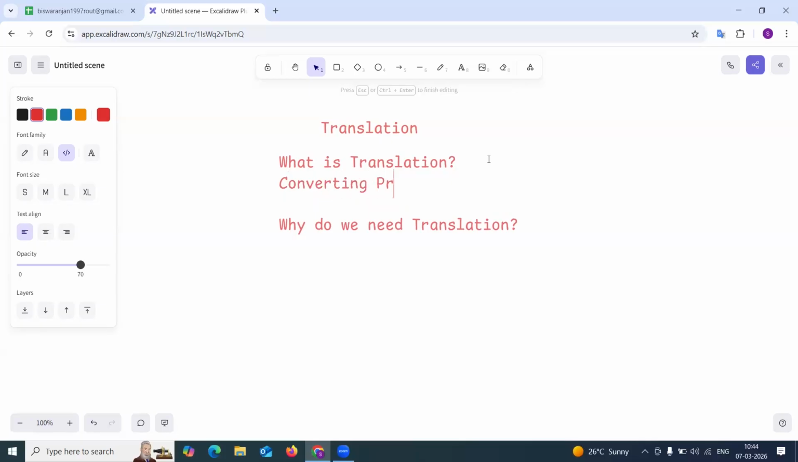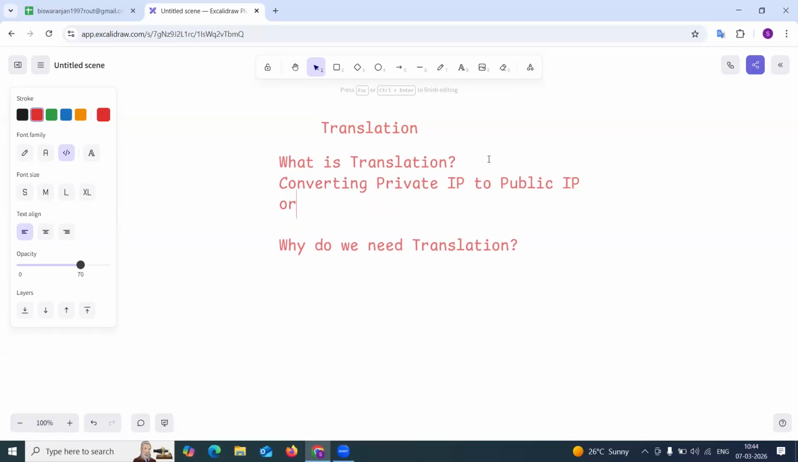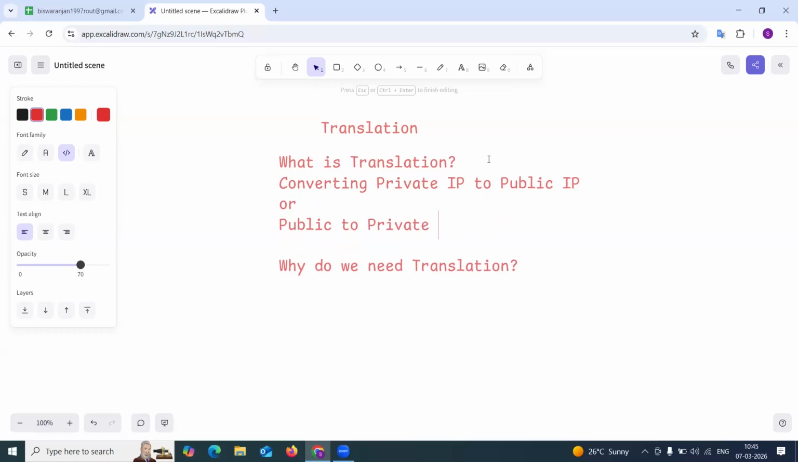converting private IP to public IP, or public to private communication. This is where translation comes into the picture. But there is a question mark.